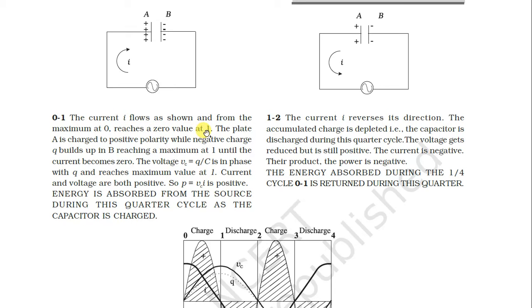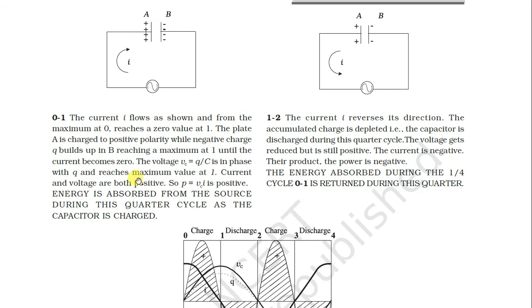The plate A is charged. See here, when the current flows, at that time the plate A is charged to positive polarity, while the plate B is charged with negative charge. Q builds up in B, reaching a maximum at 1 until the current becomes 0. The voltage VC is equal to Q upon C, is in phase with Q, and reaches the maximum value at 1.